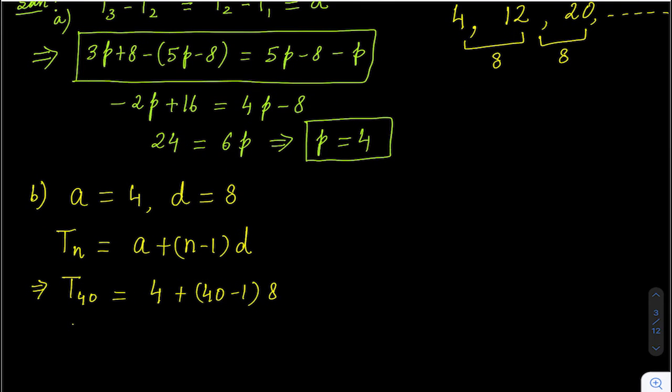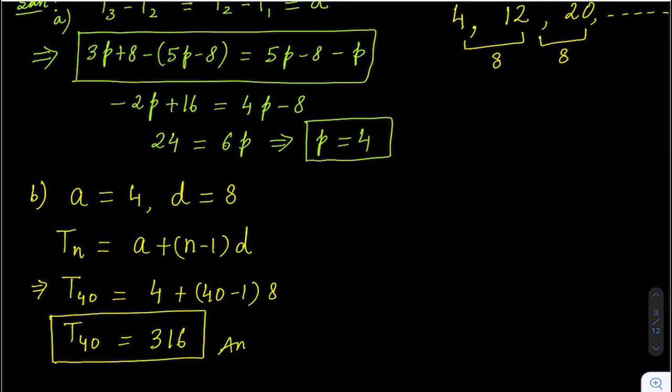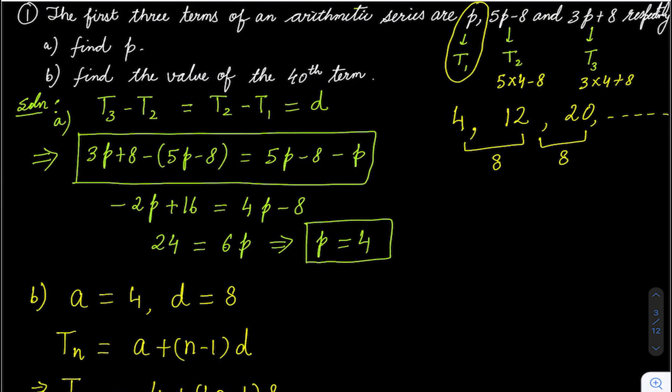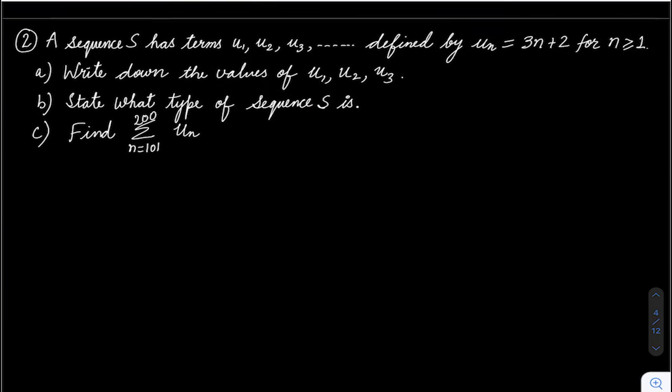So let's simplify this. So what is this? This will come out to be 316. So that is my answer. This is my 40th term. So just remember this: if you need any term in the arithmetic sequence, all you need to find is the A and D values. Okay, let's try one more question on this.